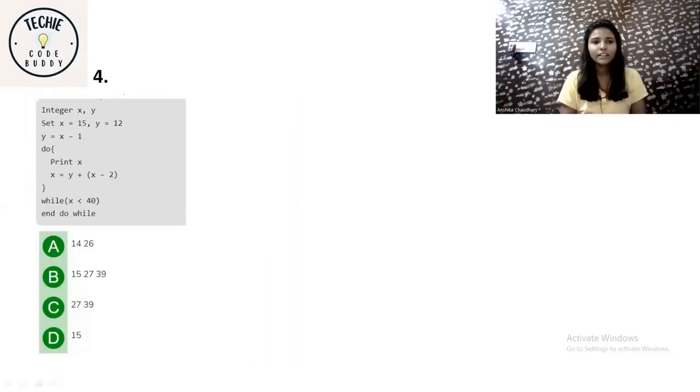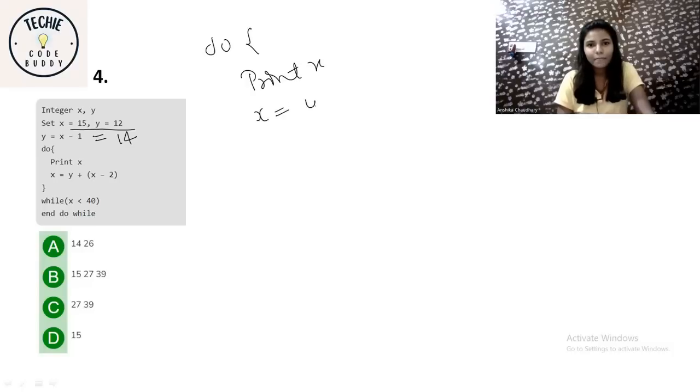Next question is, there are two integers x and y and some values are assigned to them. Okay, x assigned 15 and y assigned 12. Now y assigned x minus 1. So the value of y will be 15 minus 1, so now the y value is 14. Okay. So now we are in the do while loop. So I am writing here do print x and we will update the value of x by y plus x minus 2. Okay, and here the while.